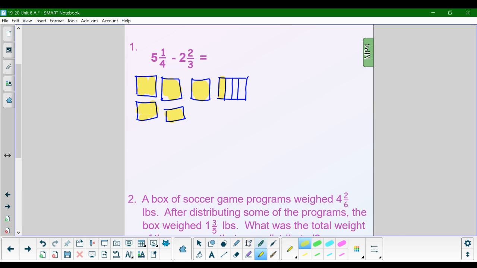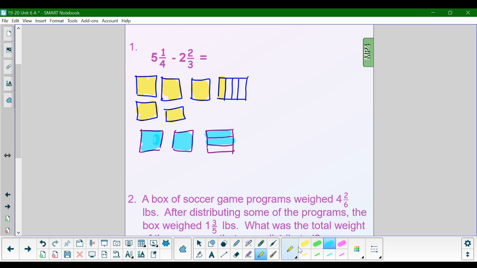There's my 1/4. Then I am subtracting from that 2 wholes and 2/3. So we're going to go ahead and color that. And I'm going to color that in a different color. I'm going to go ahead and do that in blue just so that it stands out as being a different fraction and the fact that we are kind of using this to subtract.